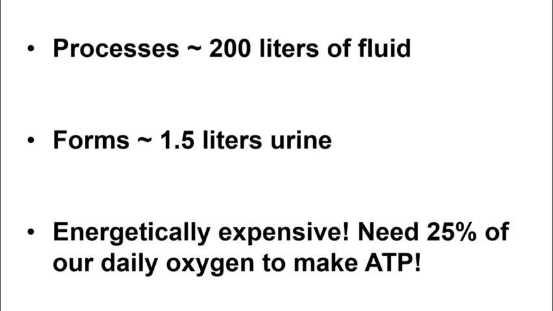Now, to put that into perspective, 200 liters of fluid per day means that our entire plasma volume is being filtered more than 60 times per day. From this, we get about 1.5 liters of urine. So from that 200 liters of processed fluid, we're only producing about 1.5 liters of urine per day. So this is a very efficient process.